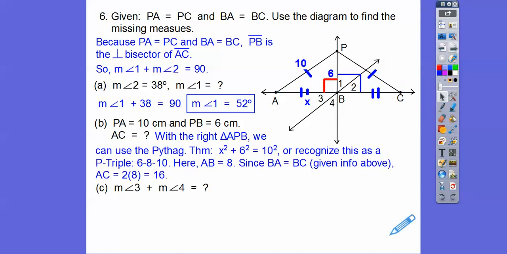Okay, and 3 plus 4. What's 3 plus 4? Well, if that's a right angle, that's a right angle, that's a right angle, that's a right angle, so 3 plus 4 must equal 90 right there. All right, what else do we have?